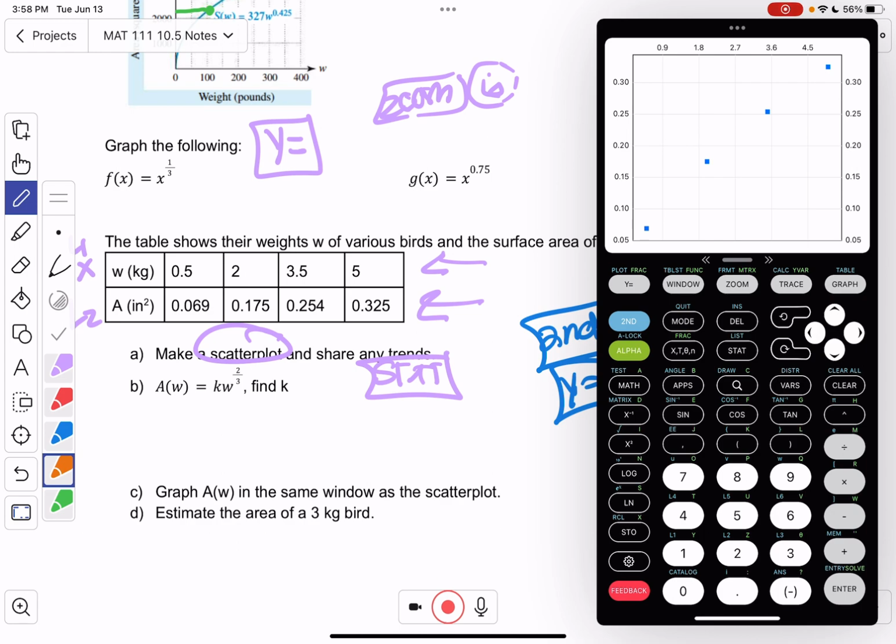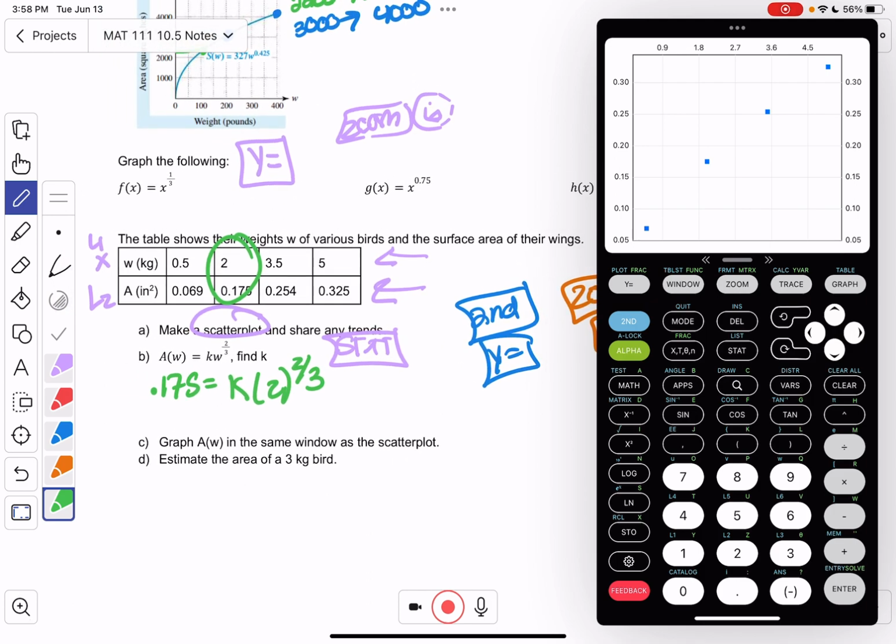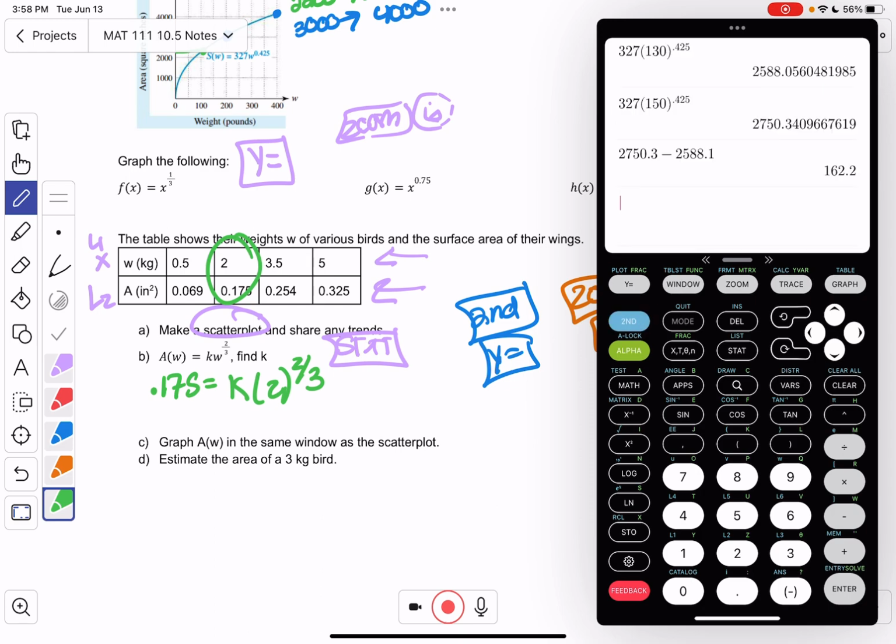They want us to find K. So we can choose any of the points. It doesn't matter which point. So let's say I picked this one. I'm going to plug the 0.175 in for A. I'm going to plug the 2 in for W. And then I'm just going to work to solve for K. So 2 caret 2/3 is 1.587. So we're saying 0.175 equals K times 1.587.